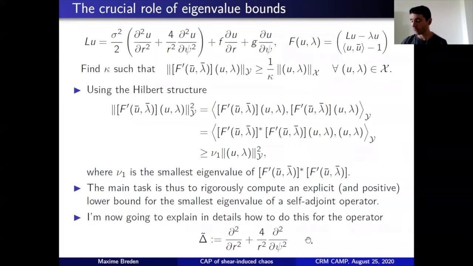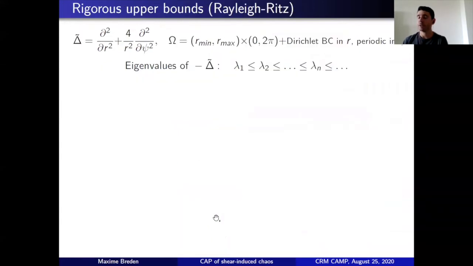Okay, so main task now: get a rigorous lower bound for this operator. So this is the operator, I will call this the domain and the boundary condition. So just to fix the notation, let's call lambda 1, ordering them in ascending order, the eigenvalues of minus delta tilde.